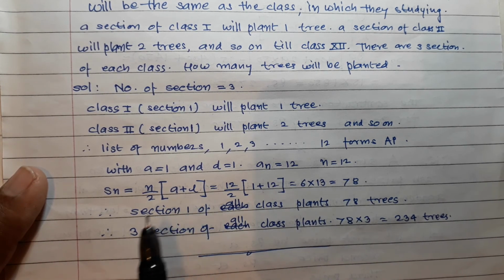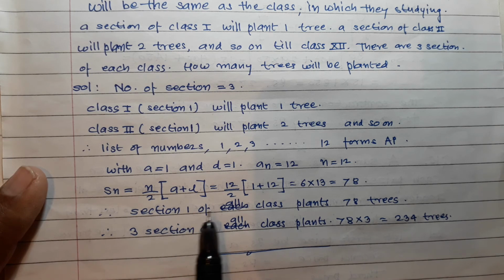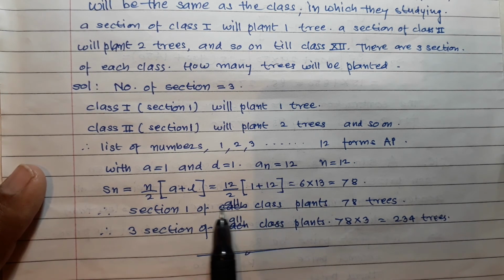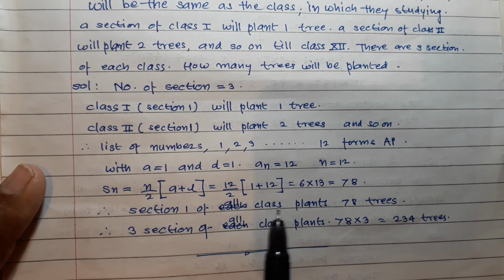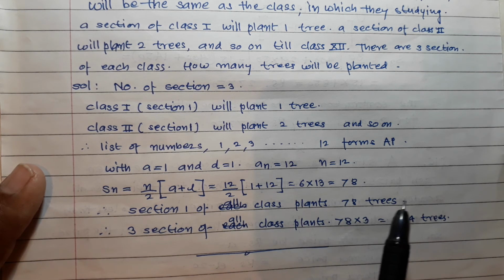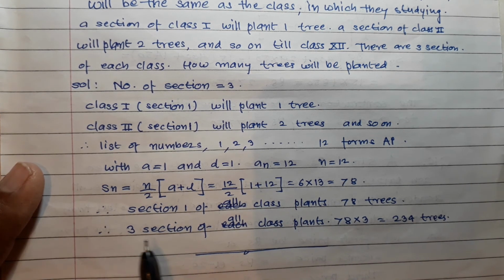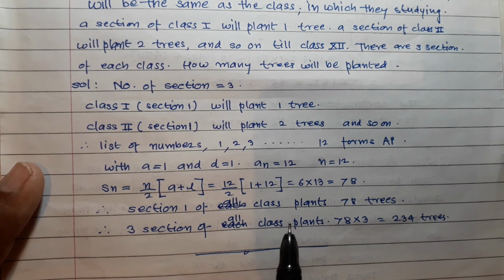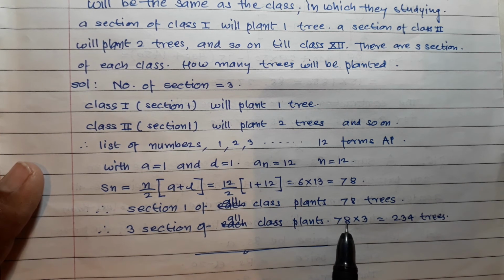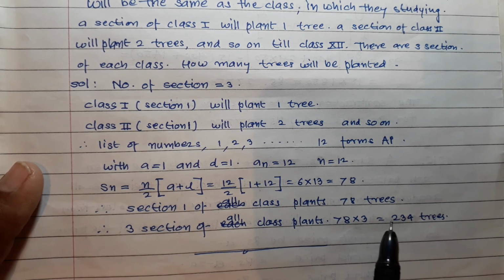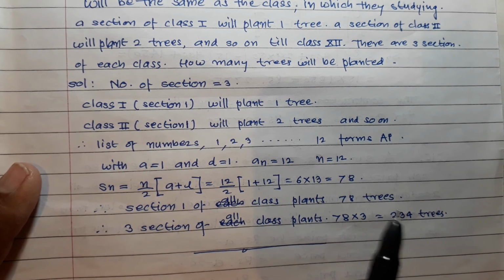Now there are 3 sections, so section 1 of all classes plants 78 trees, and therefore 3 sections of all classes plant 78 into 3, that is 234 trees. Okay.